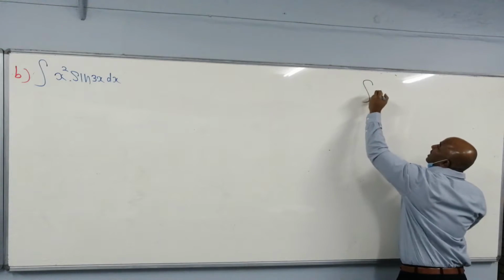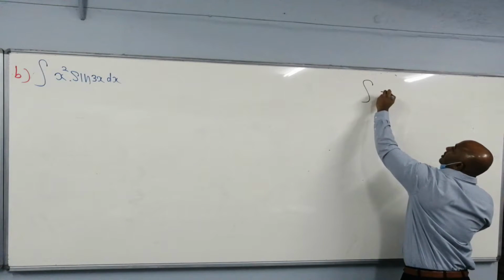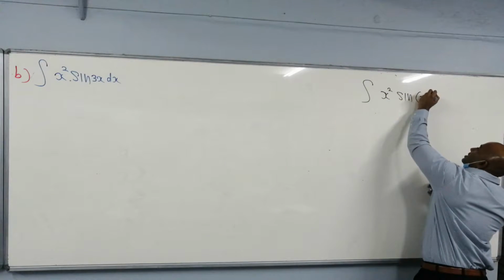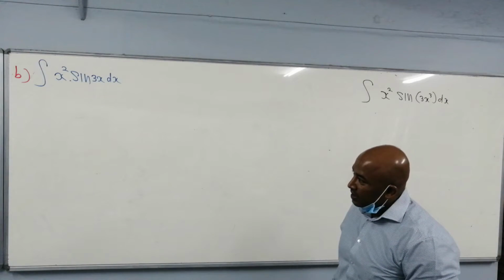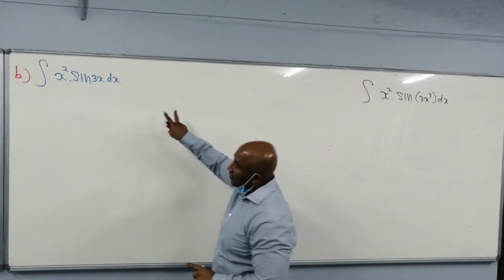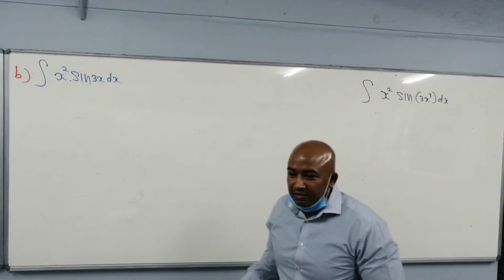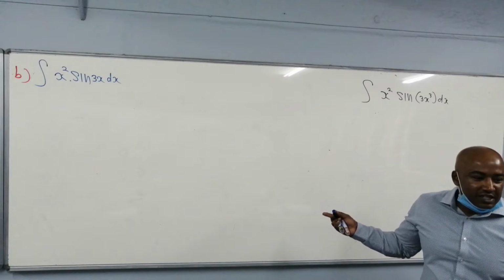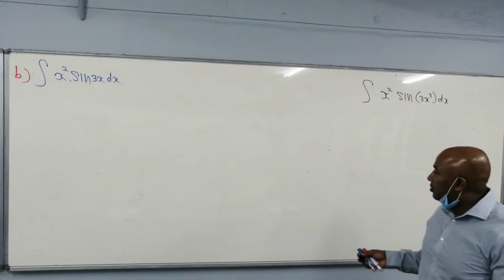So if I'm integrating, let's say, x squared and sine of maybe 3x cubed dx. Alright, so now if you look at these two examples, they look the same or they look similar. For somebody that's not familiar with this, you might think that, hey, it's the same type of example, I need to do it in one way only.